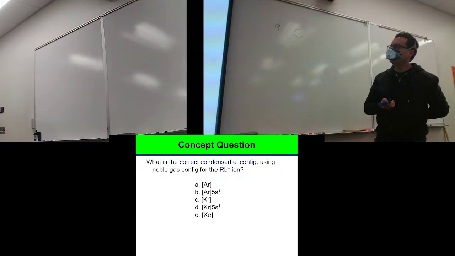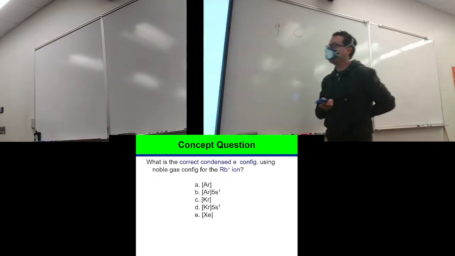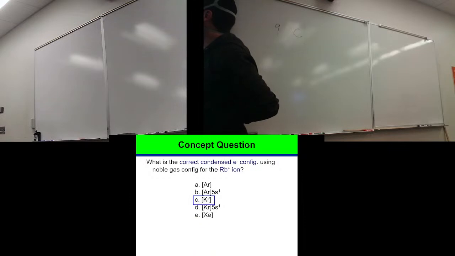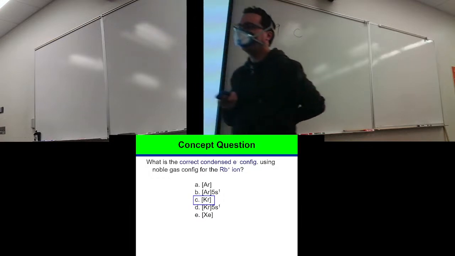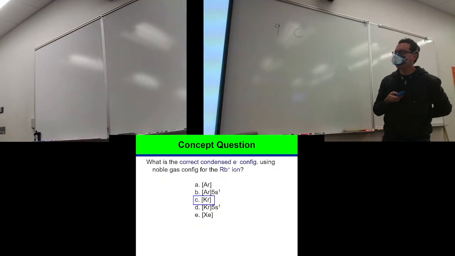We did this too, I'm pretty sure. The electron configuration for rubidium ion, and I'm pretty sure some of you answered that one, D. Well, that would be the electron configuration for the rubidium neutral atom. For the ion, you take away that one electron that's in the S subshell, and it's now just looking like the krypton noble gas. So it's got an electron configuration just like krypton's. Okay.